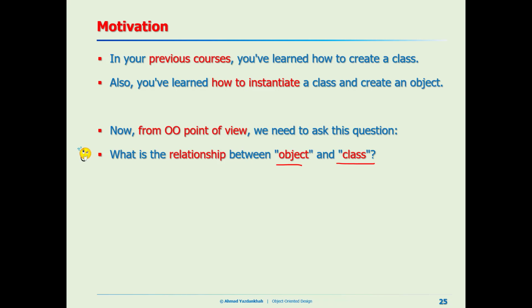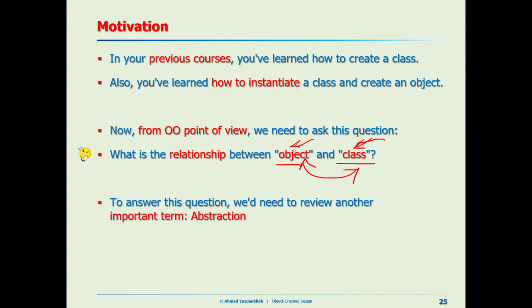Okay, so you know how to create an object from a class, but what is the relationship between these two? We need to look at this relationship professionally from an object-oriented point of view. So we need a new term to understand that, and that term is called abstraction. Let's see what the meaning of abstraction is.